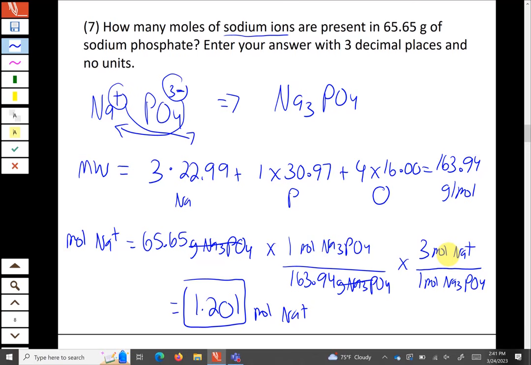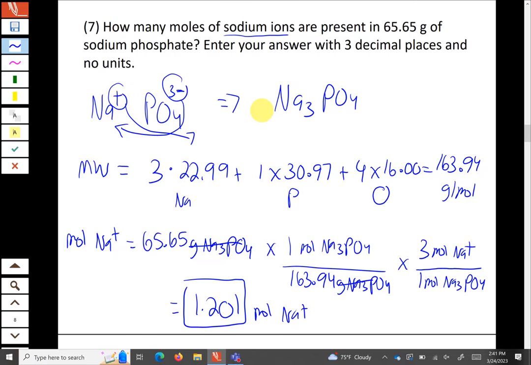If we're just asking you for how many moles of sodium phosphate there were, you would stop here because this first step gives us that. But if you're asking about one of the ions in the formula or the total of how many ions there are, positive and negative, you have to make sure you look at the formula and do that last step.